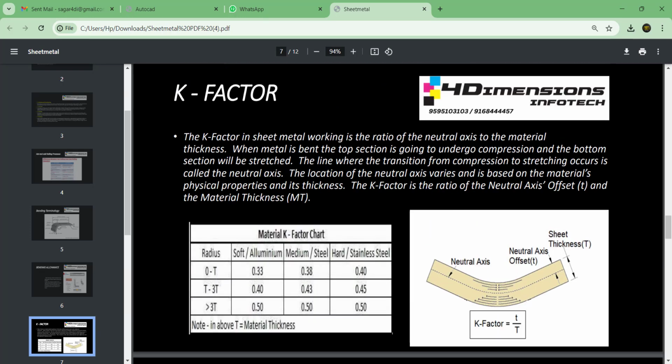So here we will see K factor. The K factor in sheet metal working is the ratio of neutral axis to the material thickness. Now what it means: the K factor you can see here is small t by capital T. So this small t is nothing but the neutral axis offset. You can see here, this is the neutral axis, and the distance from the inner side of the sheet metal piece to the neutral axis is known as the neutral axis offset.